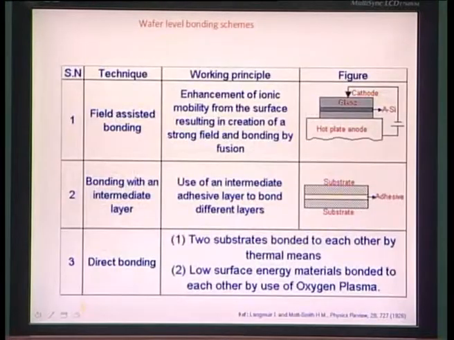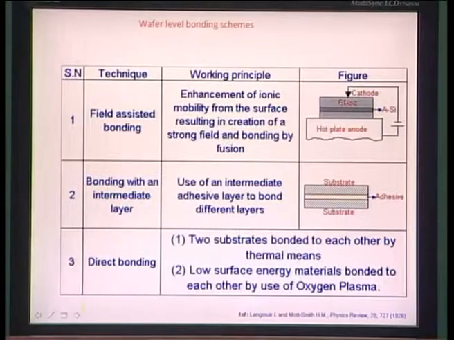Let us look at some of the other schemes which can be used once the replicated piece is available for creating channels and chambers which are enclosed. And so the best way to do it is to bond two pieces back to back, wherein you have, let us say, a piece on the replicated side and another piece, a glass piece, on the bottom side, and you are basically changing the surface energy of both these by using gas plasmas.